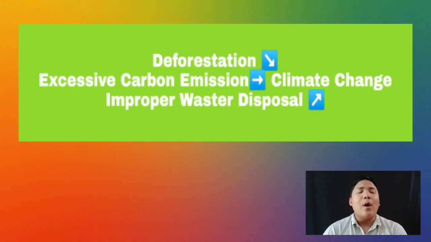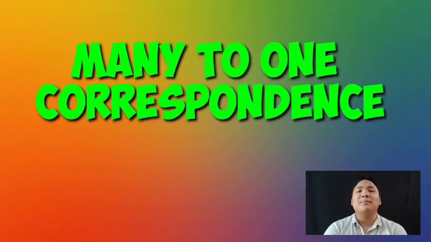So that is how our second group related each and every word that they've got according to its cause and effect relationship. So very good, group 2, for your mind-blowing performance in this second group of words. In that particular group of words, the second group were able to show many-to-one correspondence, wherein we have 3 words that are being connected to one idea, which is climate change.